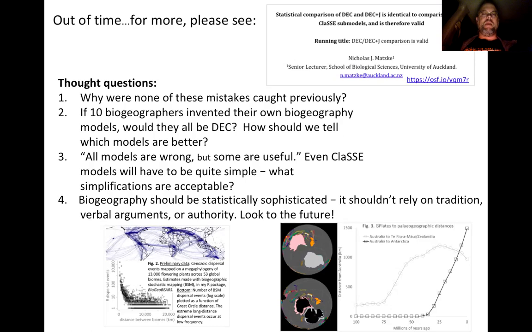And then there's this ubiquitous advice: all models are wrong, but some models are useful. Even if we do get to use ClaSSE models for realistic biogeography analyses, they're going to have to make all kinds of simplifications to work, and so the question always comes down to what approximations are acceptable, and how should we tell? I think we should tell using statistical model comparison, the standard method used in dozens and dozens of fields by tens of thousands of scientists. I don't think biogeography is any different than any other field in that way. So we should rely on statistics and not on tradition or verbal arguments or authority.